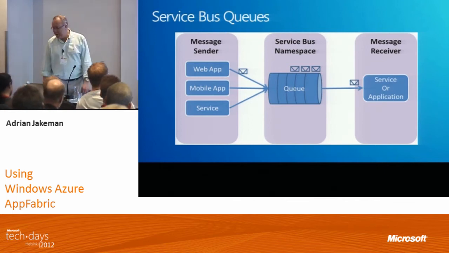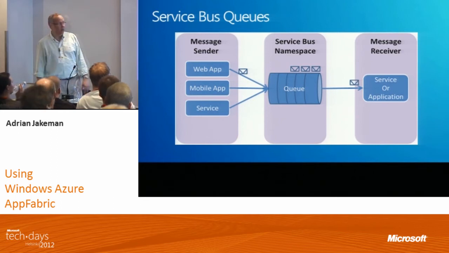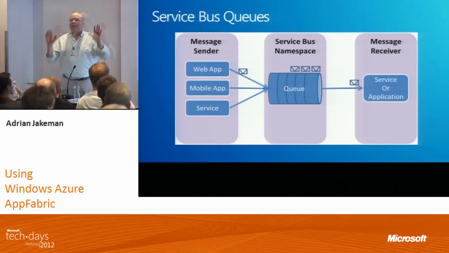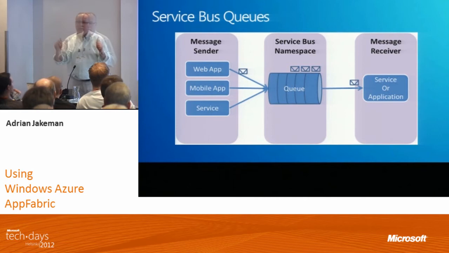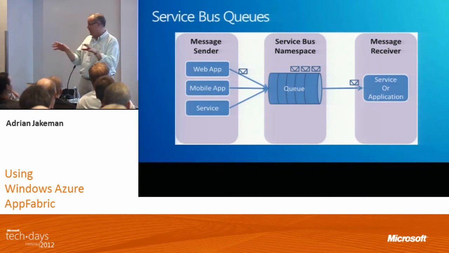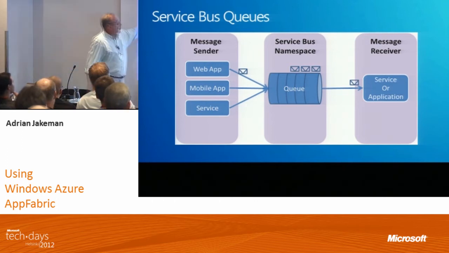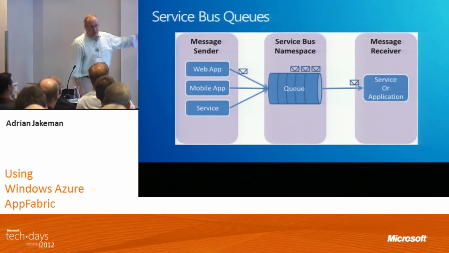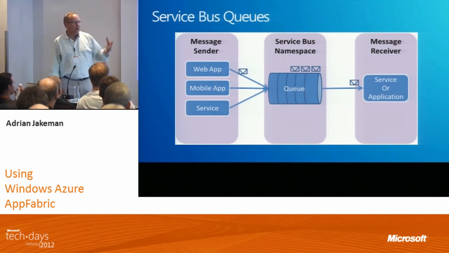For example, we now have the concept of queues. Proper queues. Please don't think these are Windows Azure storage queues, because they're not. These are service bus queues. Different kind of queue. I can have many different types of sender of messages. And I could have millions of instances of these applications.